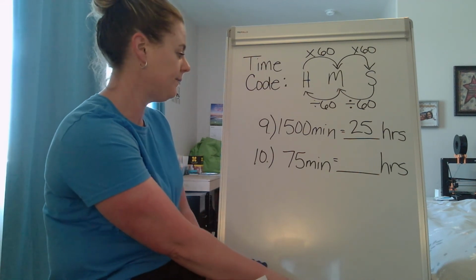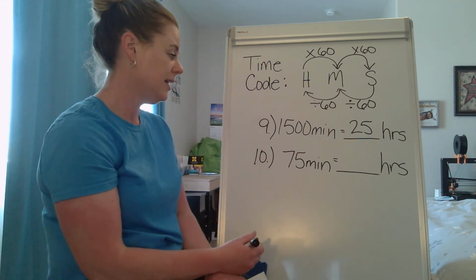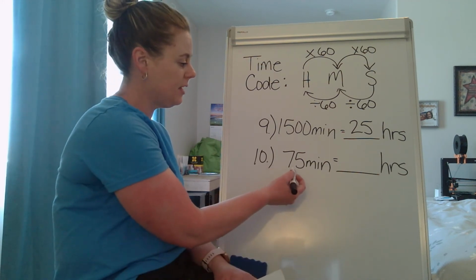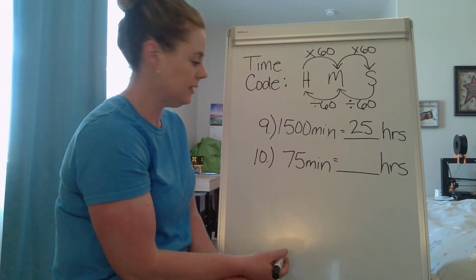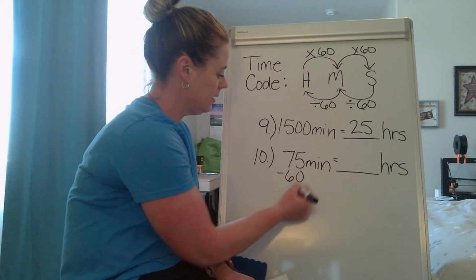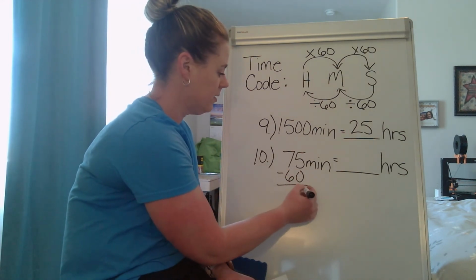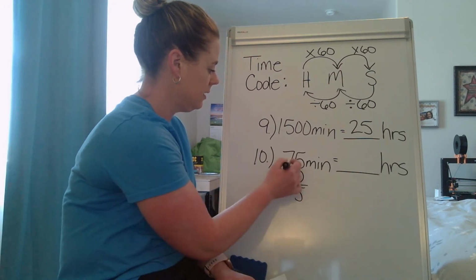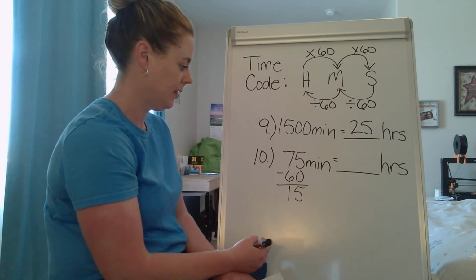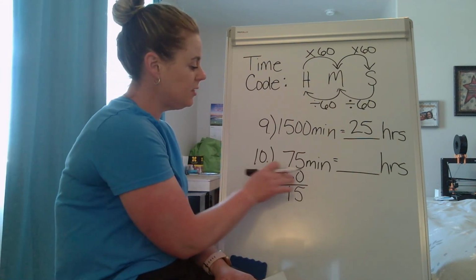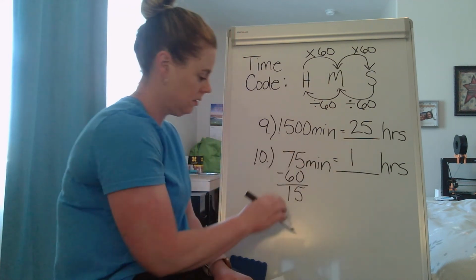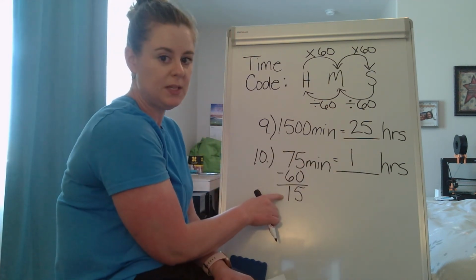So 75 minutes. Actually, when we're looking at this kind of number, think of 60 minutes in 1 hour. So if we took 60 away from here, 7 take away 6 is 1. So that's 15 minutes. If I took 60 minutes out of here, that's 1 hour. But then there's 15 minutes left over.